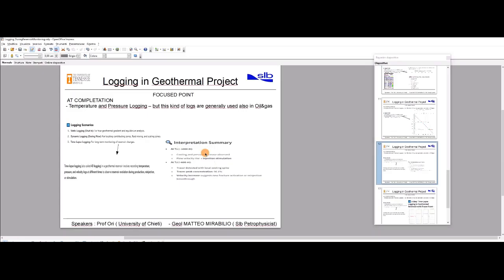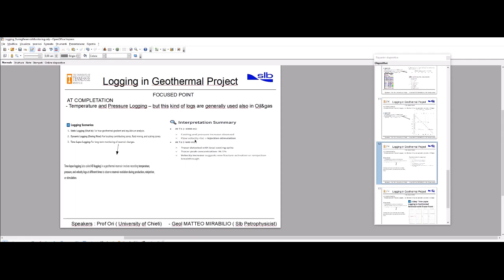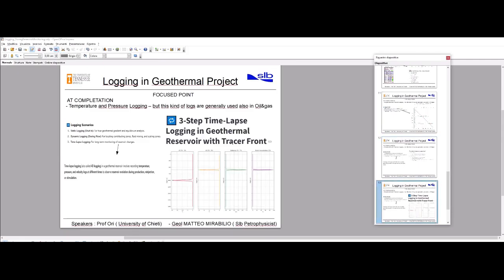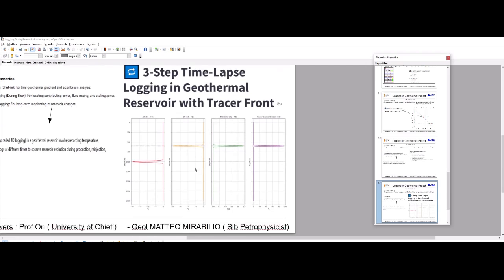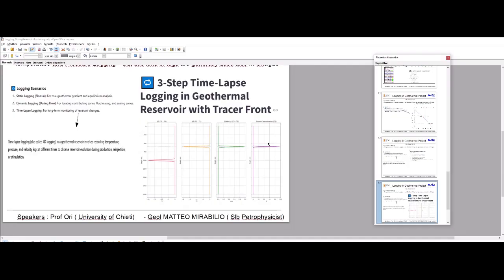So we have a summary of interpretation in this case. Cooling and pressure increase are observed, and flow velocity rises. We need, for example, a partial reinjection of steam and water. The tracer is detected with a local cooling spike and velocity increase in this case. So we are plotting this in this way. We have the different times in depth, and we also have the change in velocity between the first time and second time, and also the tracer concentration in the final situation.